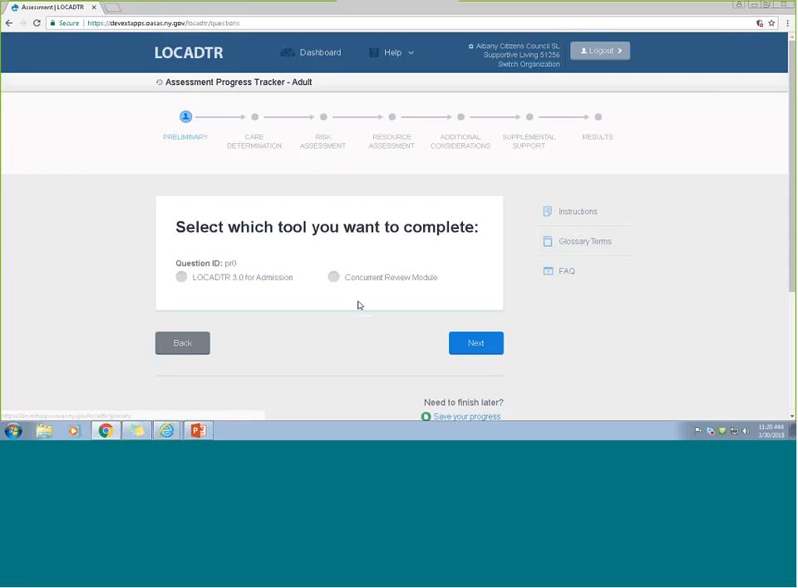And you now have the option to select either completing a Locator 3.0 for admission or completing the Concurrent Review Module. And actually, Pat, maybe now would be a moment for you to explain when people should be doing the Concurrent Review Module versus an admission. So also, we have available the Concurrent Review Manual, and we would really encourage people to read that manual. One of the things that it will speak to is at which point in treatment you should be completing a locator, and whose responsibility it should be in an ideal world to complete the locator, and how providers should communicate with each other around completed locators.